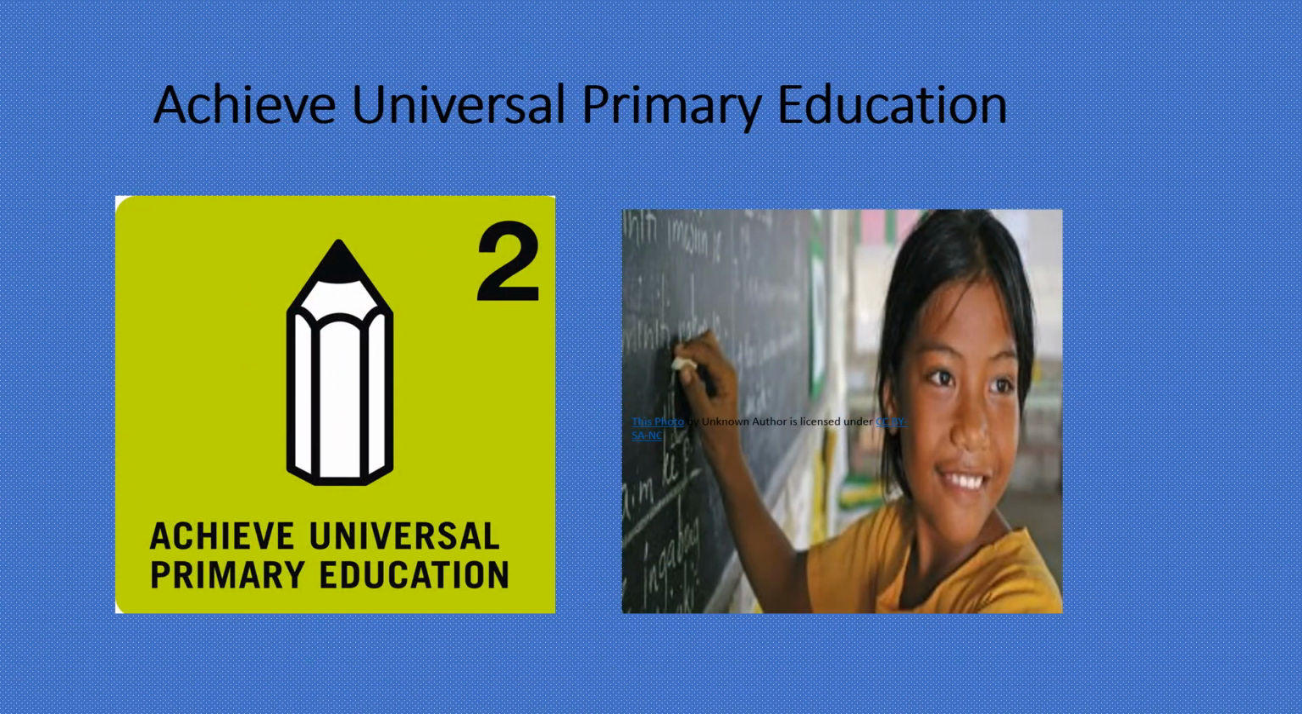Number 2, achieve universal primary education. The urban-rural knowledge and education gap is today's main barrier in achieving universal primary education by 2015. At the same time, the learning ability of rural children is compromised by hunger and malnutrition.